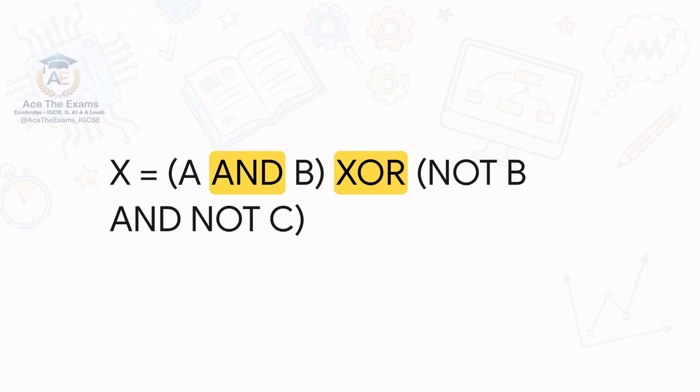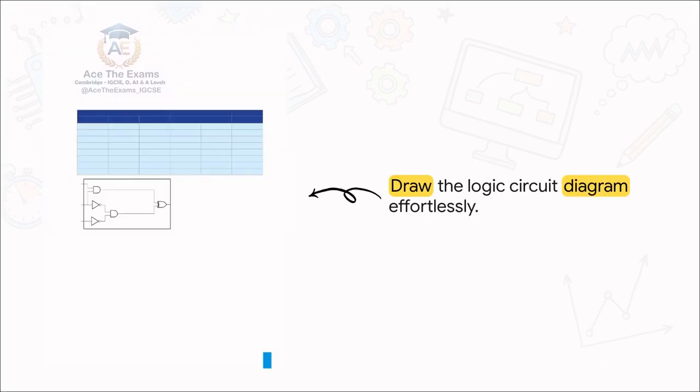The left side is nothing but a simple AND gate combining inputs A and B. The right side is another AND gate, but this one is combining the inverted signals of B and C. And finally, those 2 distinct isolated subcircuits are joined together at the very end by an XOR gate. It's just a sequence of small puzzles. By breaking the math down, we can draw the interconnected logic circuit effortlessly.